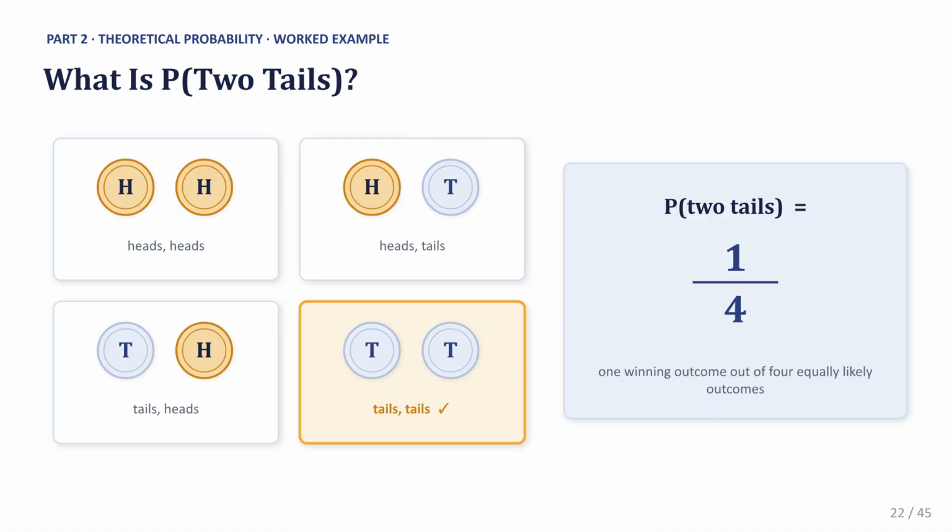With our sample space of 4 outcomes, we can easily find the probability of getting 2 tails. Only one of those 4 outcomes matches. One winning outcome out of 4 total gives us a probability of 1/4. This method works for any situation where outcomes are equally likely.